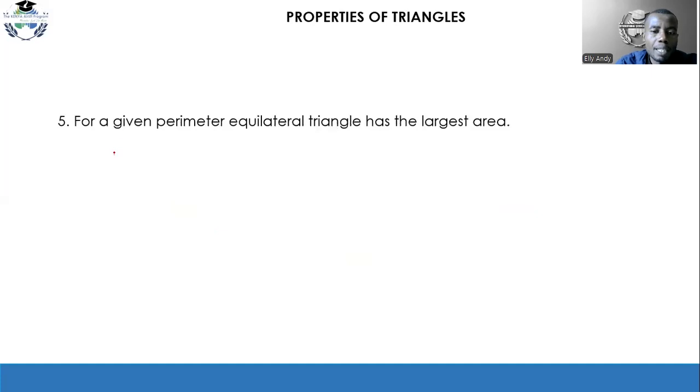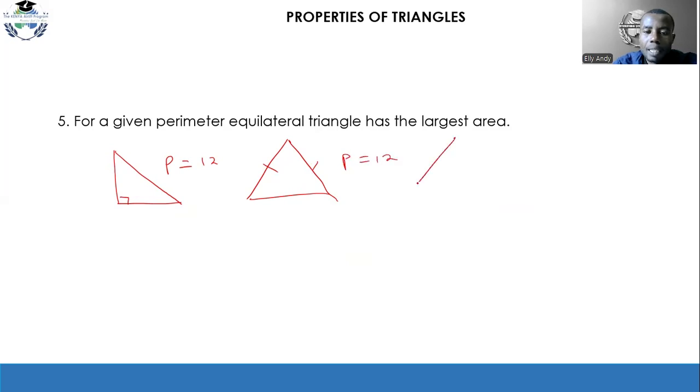So for example, let's say we have a right angle triangle with perimeter 12, an isosceles triangle with perimeter 12, and an equilateral triangle with perimeter also 12. It is this equilateral triangle that will have the largest area.